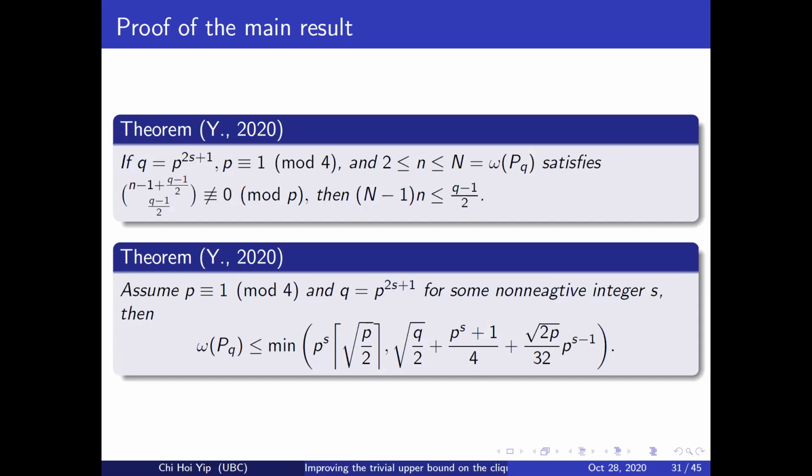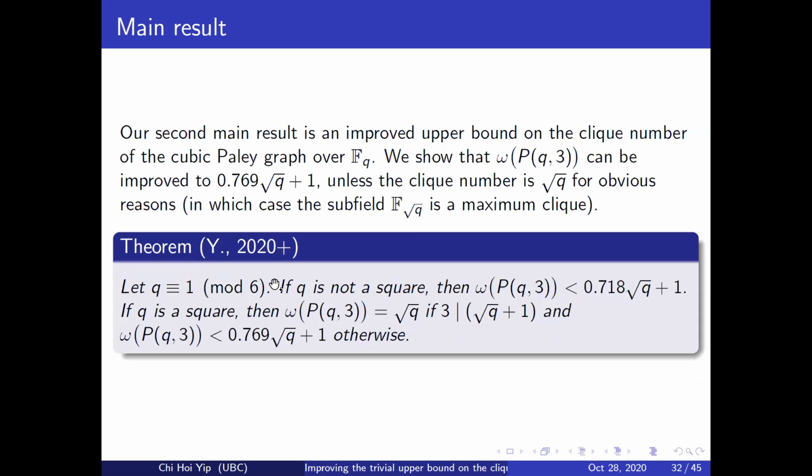Okay, and the next question is that because this is the bound for Paley graphs, how about generalized Paley graphs? And we know that the simplest generalized Paley graphs should be cubic Paley graphs. So that's PQ3. And our second main result is that we show that the trivial upper bound UQ can be improved to something like 0.769 UQ plus 1, unless the clique number is 2Q for obvious reasons.